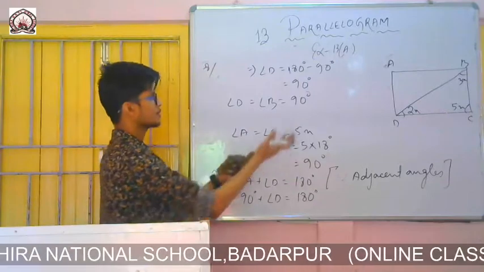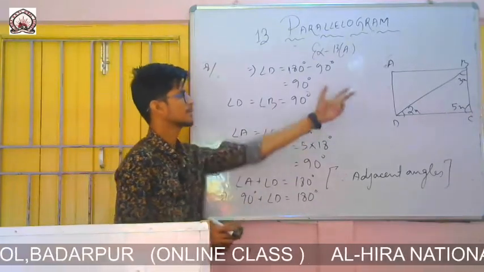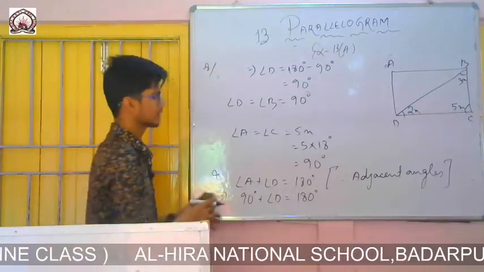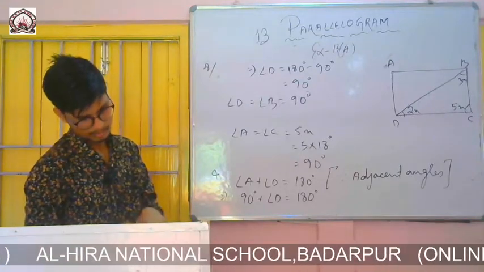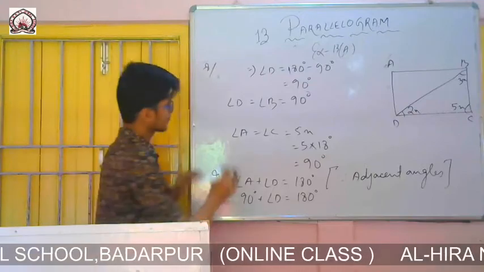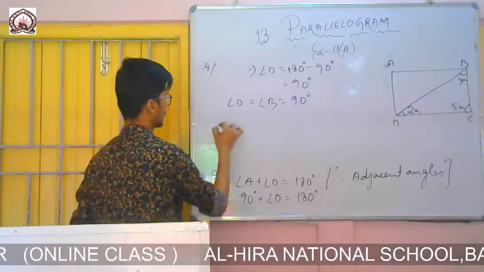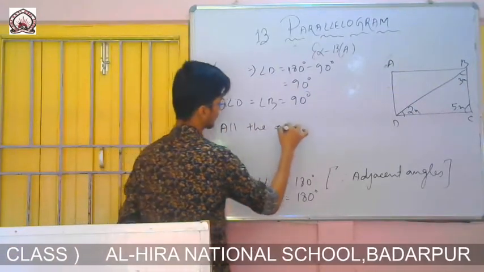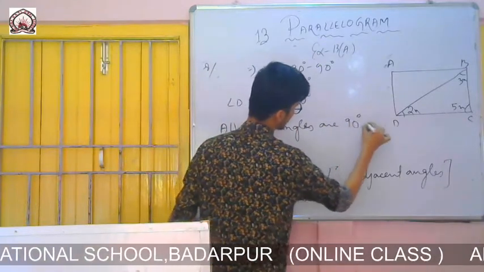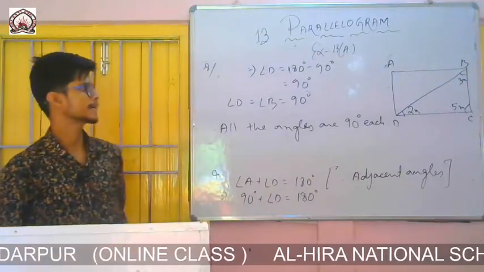That means if anyone asks what type of parallelogram it is, you can simply say it is a rectangle, because all the angles are 90 degrees. But the question is not like this. The question is simply to find all the four angles. Okay, so you write, therefore all the angles are 90 degrees each.